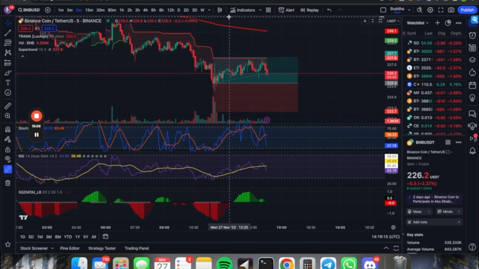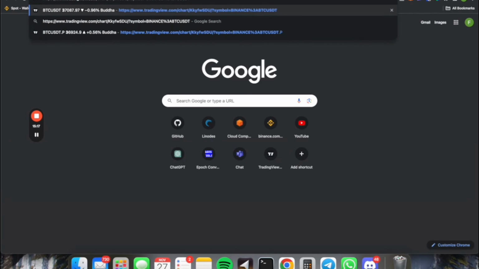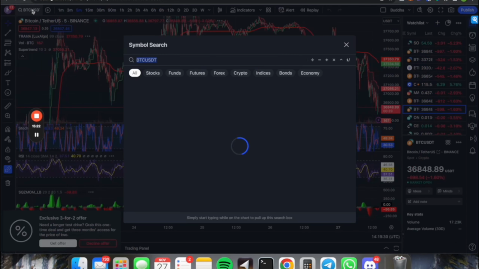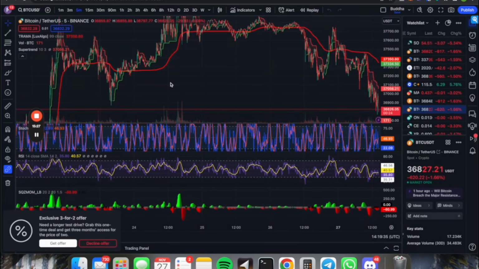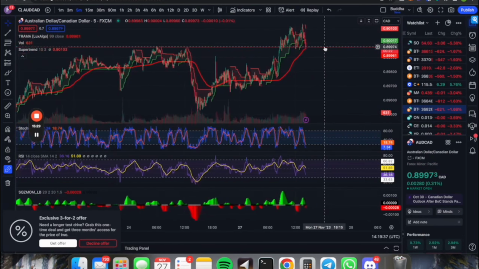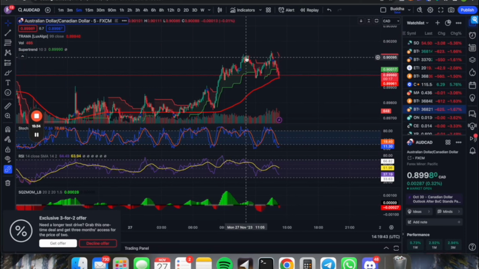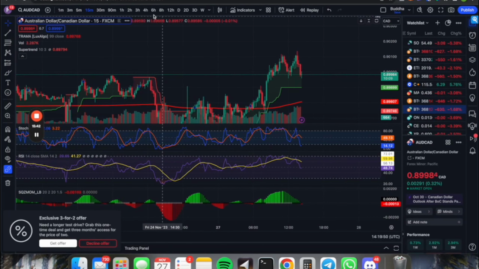Let me look at, what was that? Something that Casper picked out. Was it, I think it was Australian dollar, Canadian, or something like that. AUD, CAD. Yeah, I think this one. And that was a short here. I'm pretty sure it was here. I think. I'm honestly not sure anymore. Yeah, it was here. We were waiting.